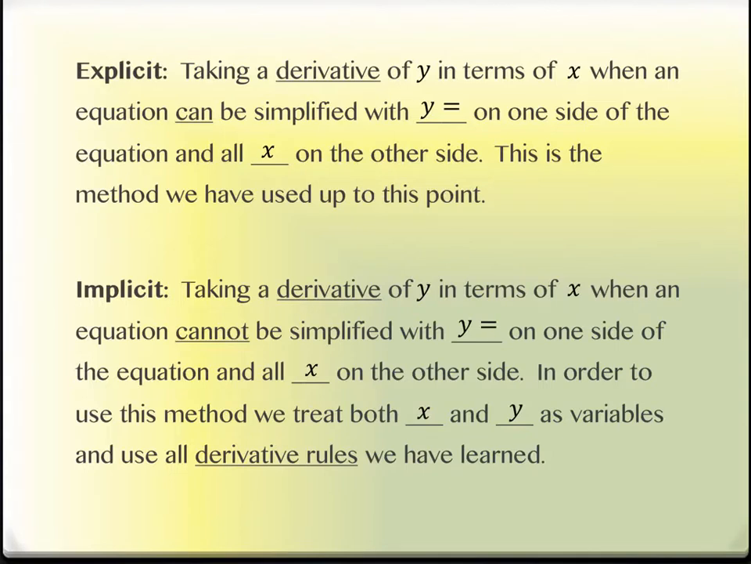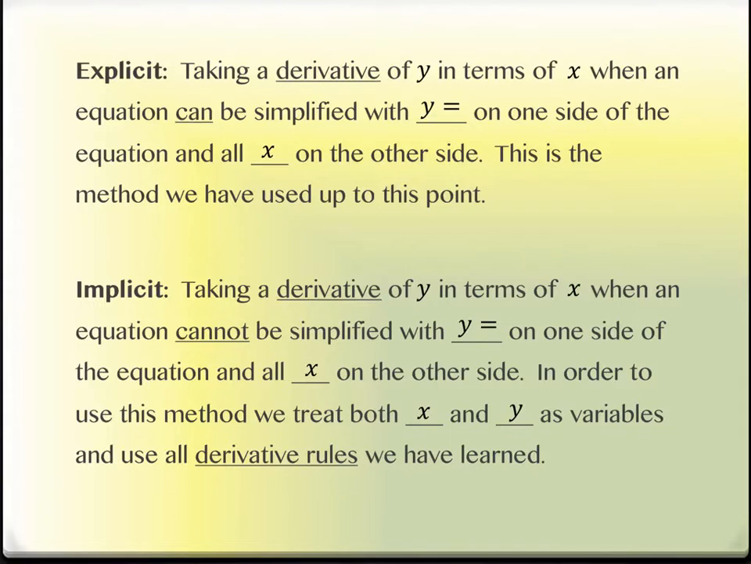Here's what we're going to do today. Implicit differentiation is taking a derivative of y in terms of x when the equation cannot be solved for y equals, so that you have y equals on one side and the x is on the other side. Sometimes it's just easier to do it with implicit differentiation. It's not that it can't be solved for y. It's just that if it were, it'd be really ugly and awful, and it's very easy to do it if you don't solve it for y.